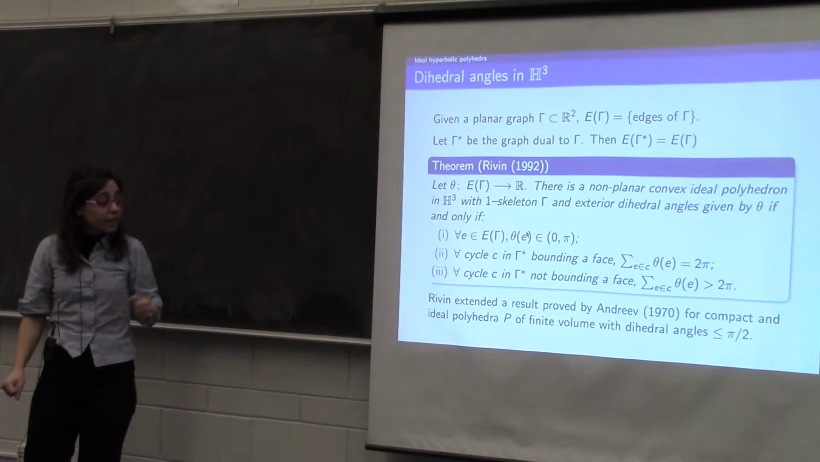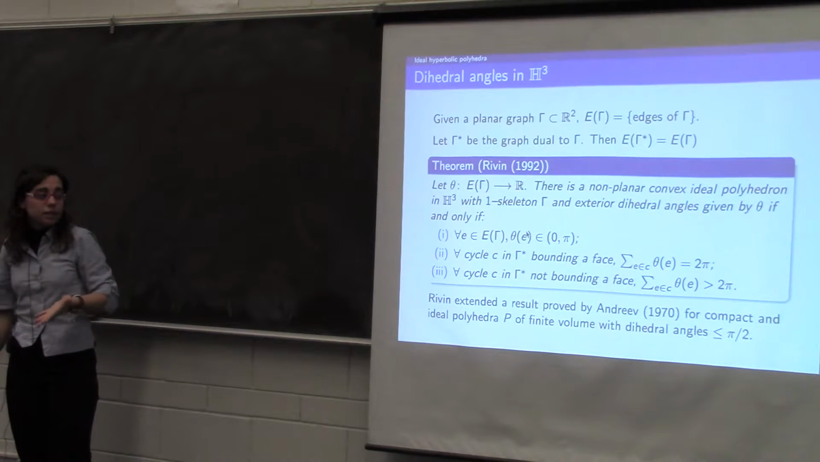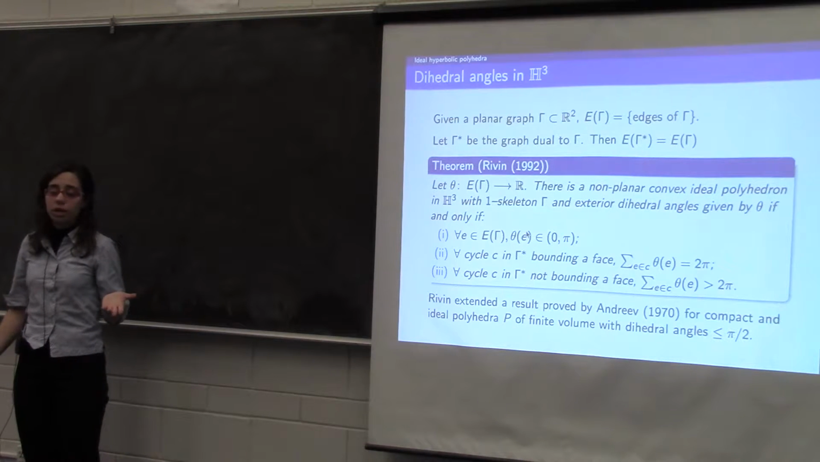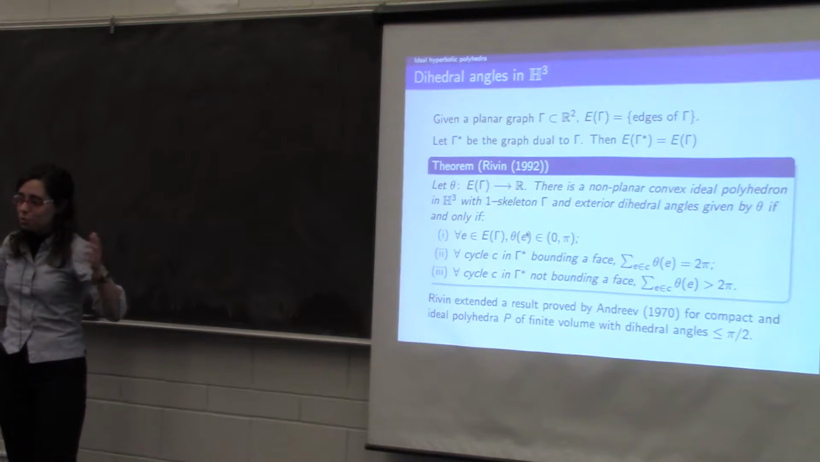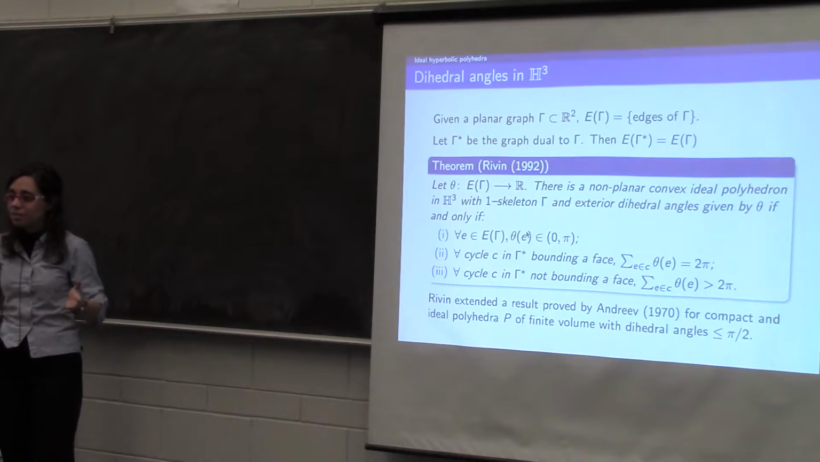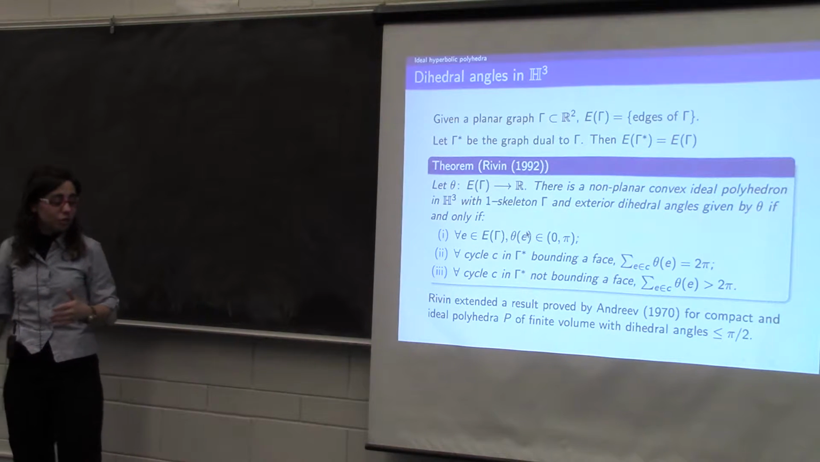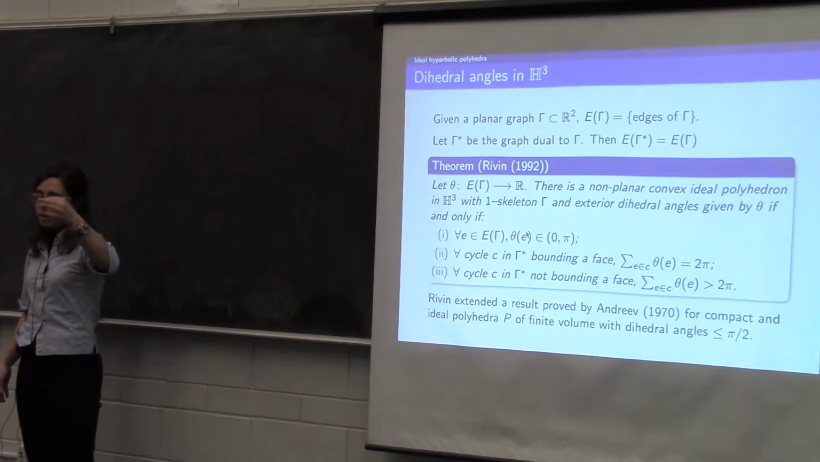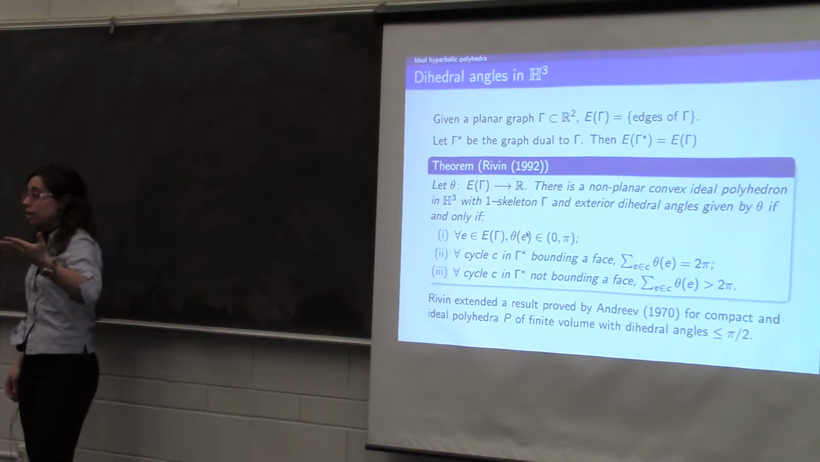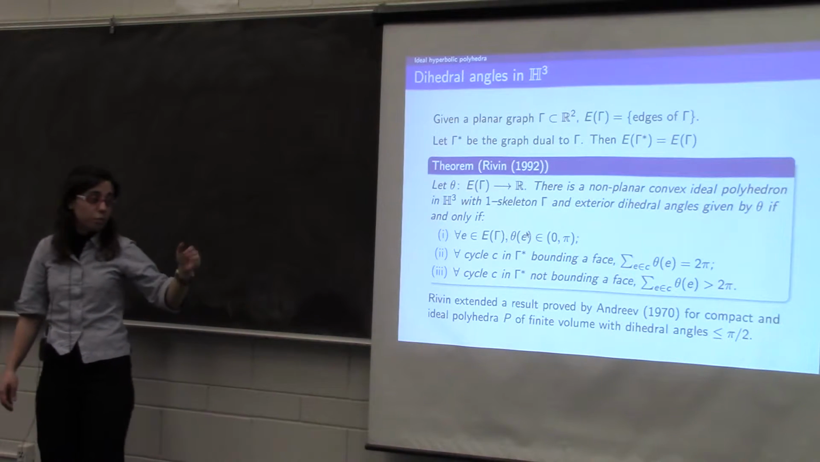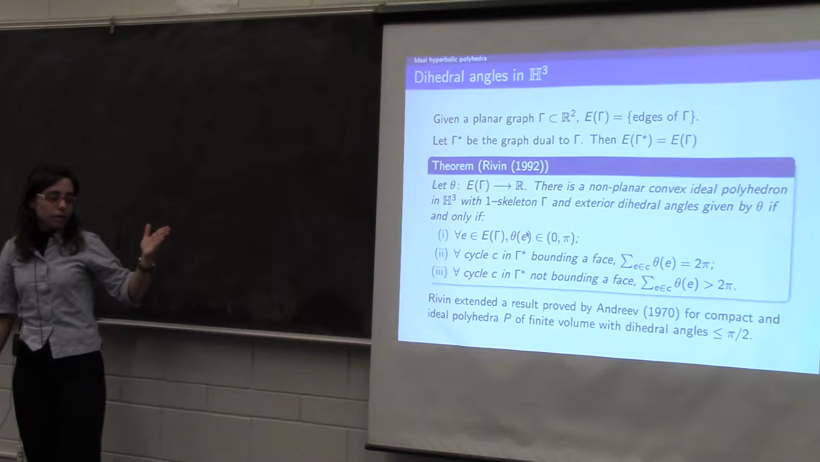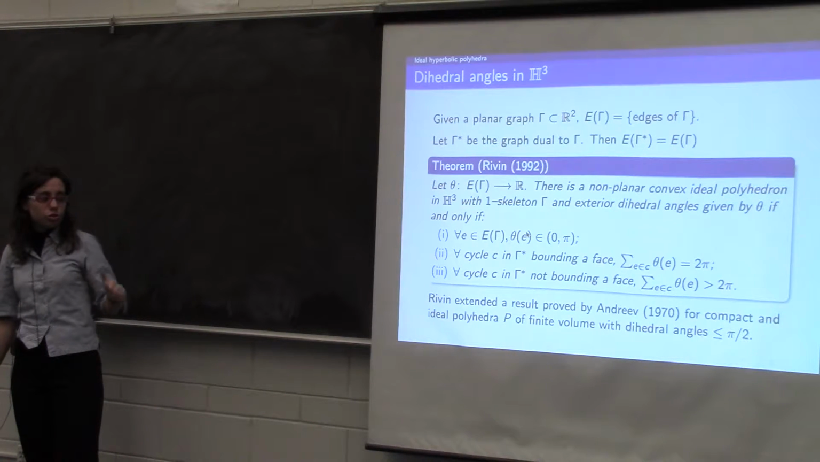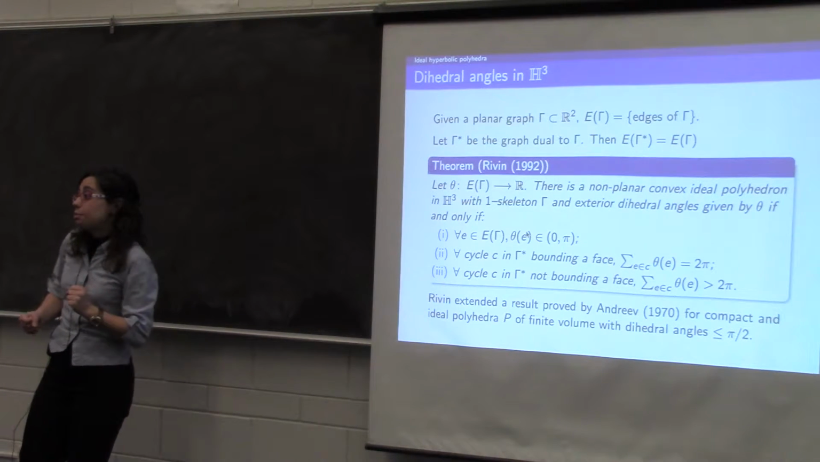And then the last condition is the one that is a bit more mysterious. It took them almost 200 years to prove that, so this is not so intuitive. This condition is that whenever you take a cycle in the dual graph that doesn't bound a face, then the sum of the exterior dihedral angles is bigger than 2 pi. To prove that this third condition is necessary is not so hard. It's a Gauss-Bonnet type of argument.